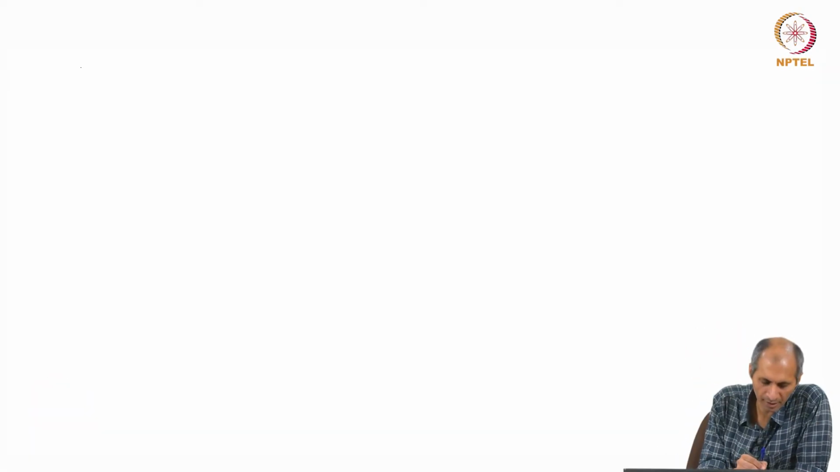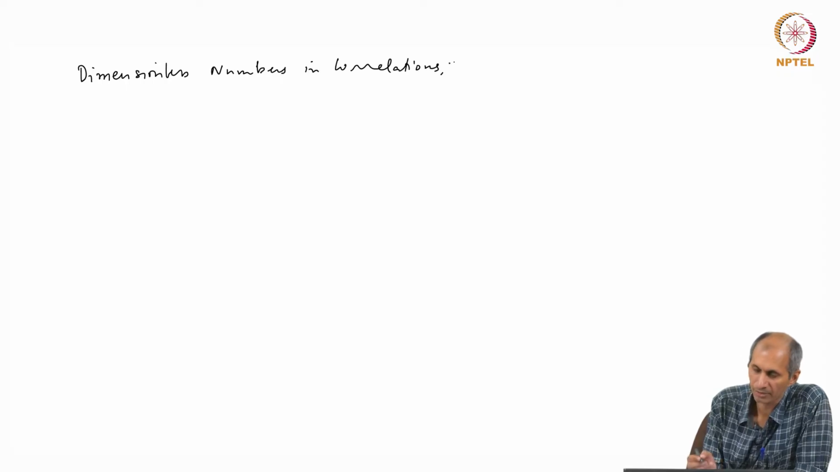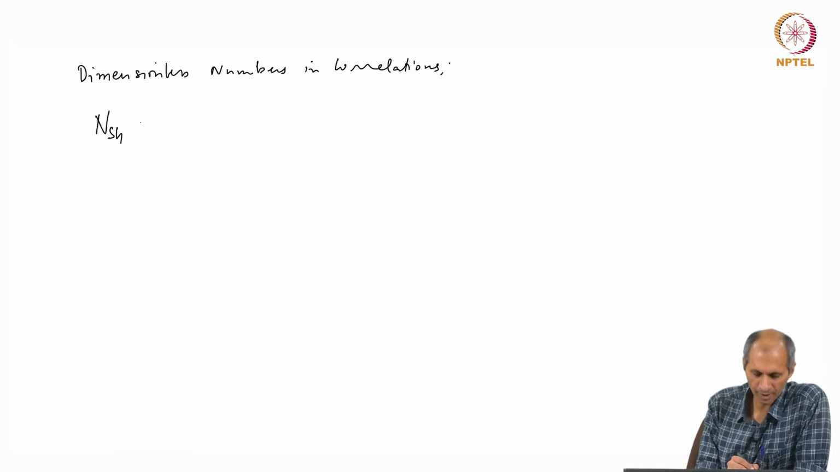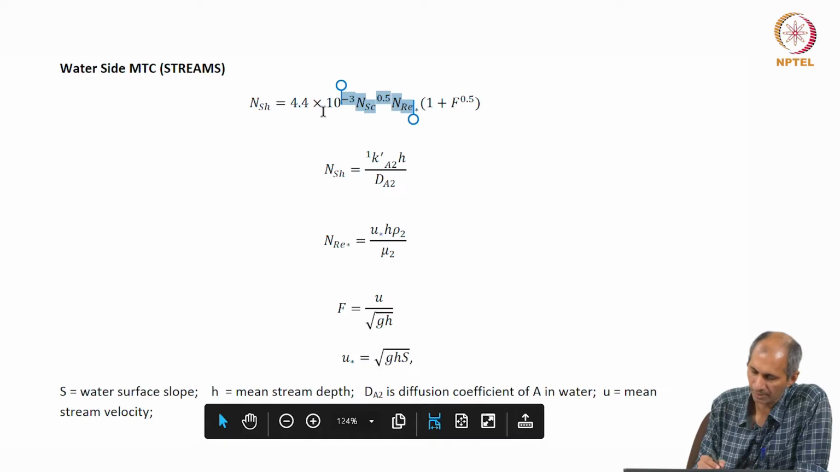A good correlation is usually dimensionless. It has a lot of advantages in terms of the units that we use. Normally for the mass transfer coefficient, the nomenclature is in the form of the Sherwood number. In this correlation, for example, we have NSh equals some alpha, so 4 point some coefficient is here.